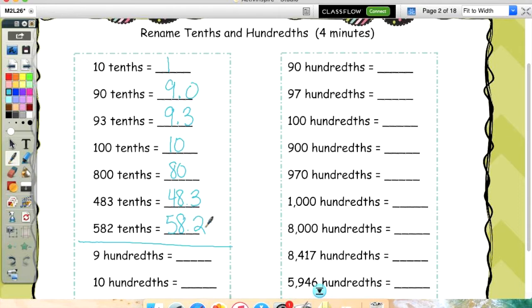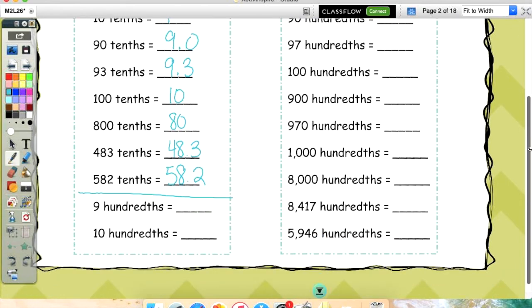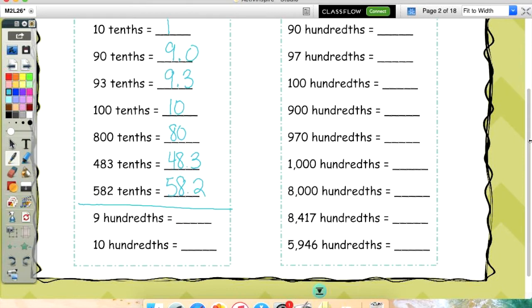So the last digit I write is in the tenths place. Okay? This is unit form. I changed it to standard form, and we're going to start using those words again today. So now I have some hundredths, don't I? Yeah. Okay, 9 hundredths. So that would be 0.09. Very good.